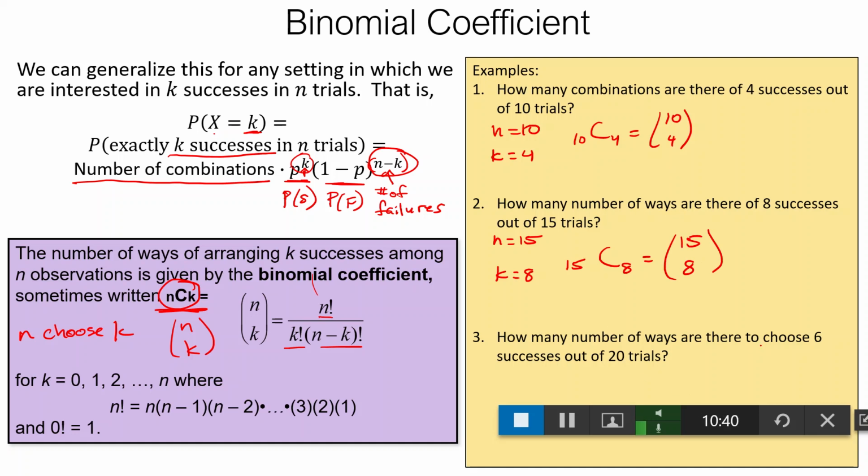How many ways are there to choose 6 successes out of 20 trials? Well, our n here would be 20. Our k here would be 6. So it'd be 20 choose 6 like that, or 20 C 6 like that.